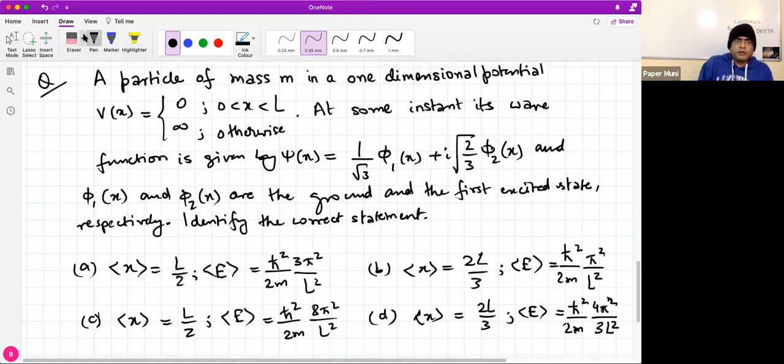So you have the problem with you. Tell me how will you proceed? You have to find the expectation value of energy and position. Let's discuss how to proceed, and then you can do the rest of it as homework.